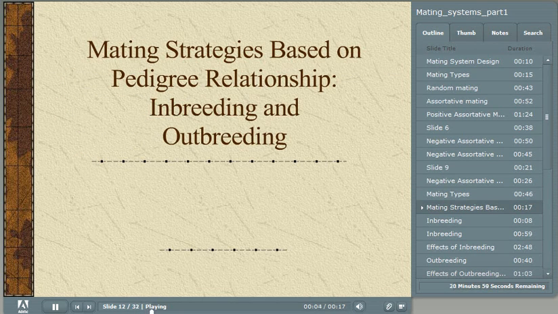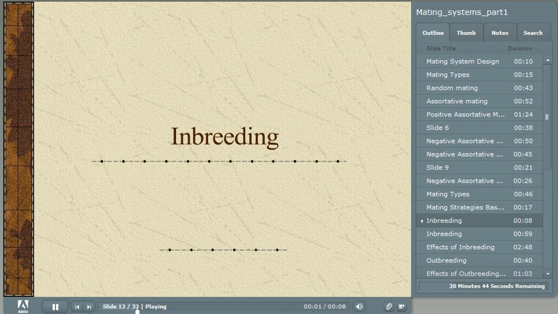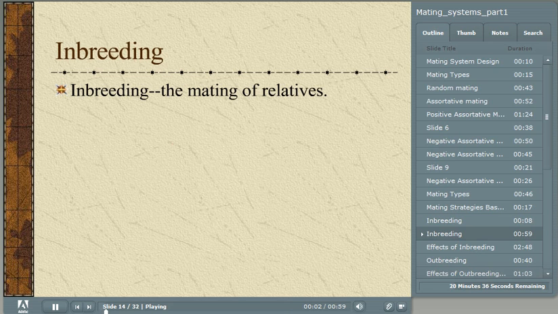Strategies that are based on pedigree relationship, that is, inbreeding and outbreeding. We're going to talk really briefly about inbreeding because we want to spend most of our time on outbreeding and then eventually migrate to different crossbreeding systems. So let's talk a little bit about inbreeding as the first of our mating strategies based on pedigree relationship. Inbreeding is the mating of relatives. It's pretty much as simple as that.